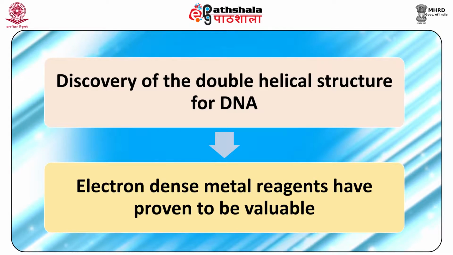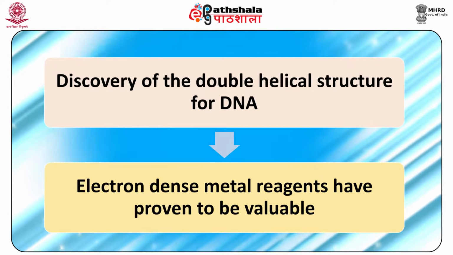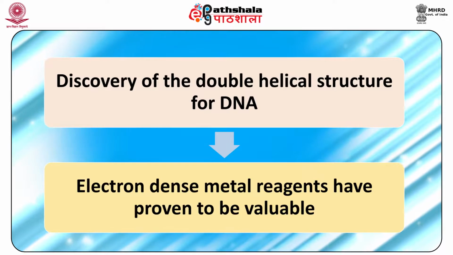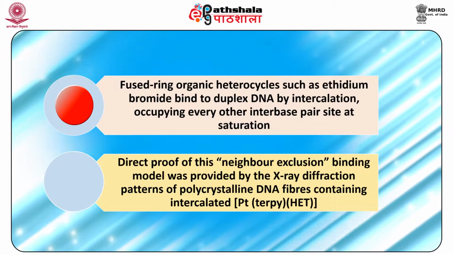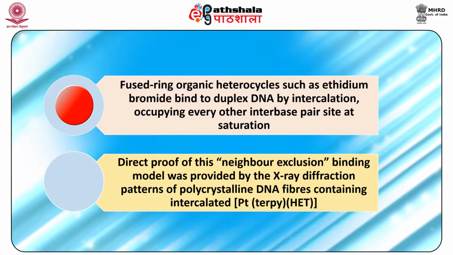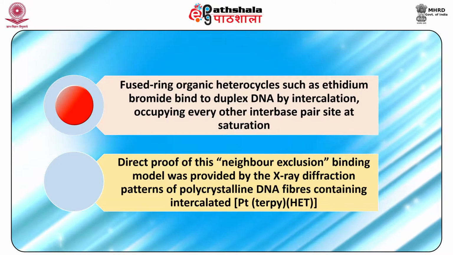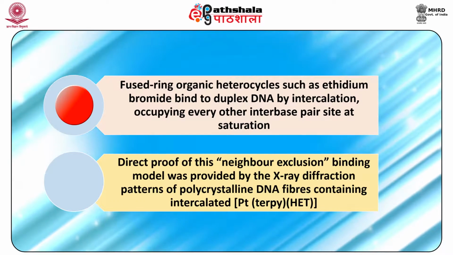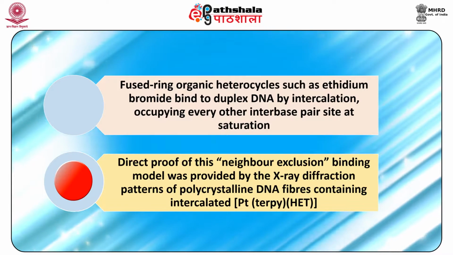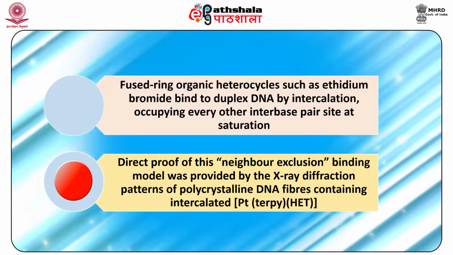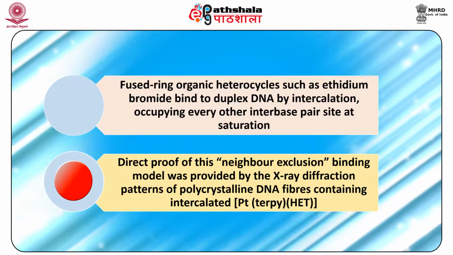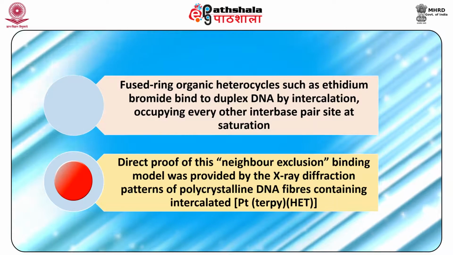For studies of this type, electron dense metal reagents have proven to be valuable. Fused ring organic heterocycles such as ethidium bromide bind to duplex DNA by intercalation, occupying every other interbase pair site at saturation. Direct proof of this neighbor exclusion binding model was provided by the X-ray diffraction patterns of polycrystalline DNA fibers containing an intercalated palladium complex.